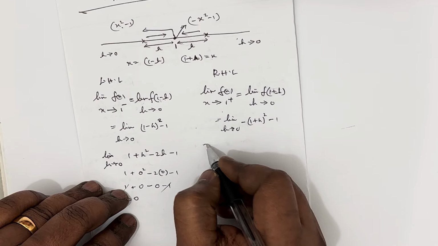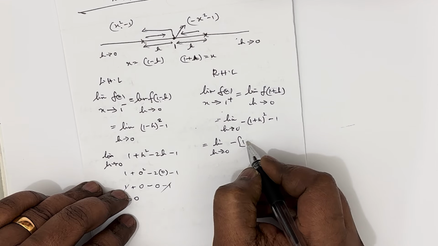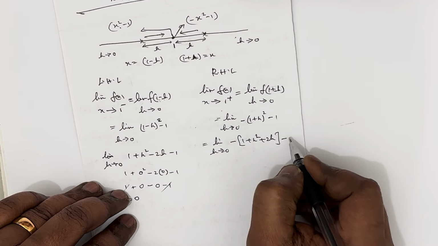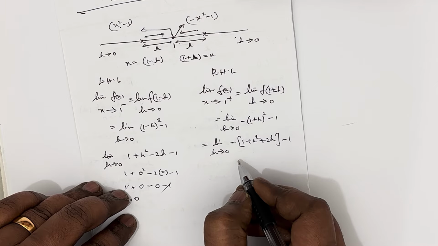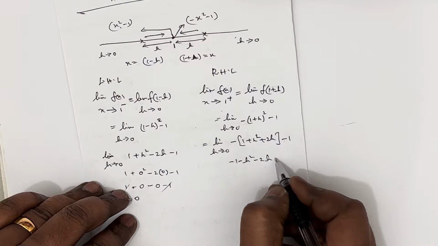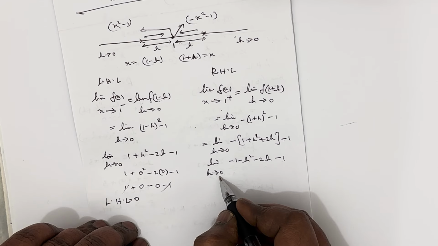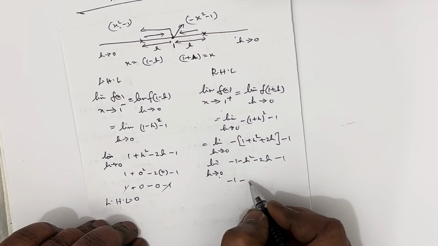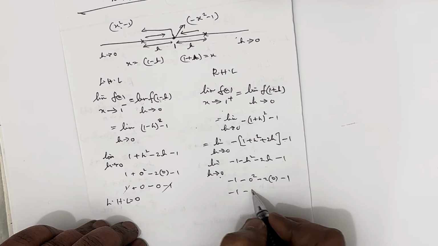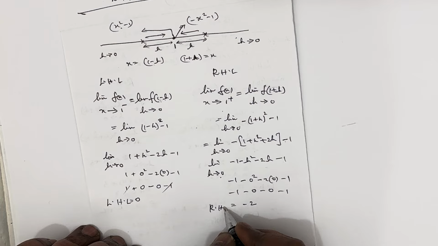Let's expand it: limit h tends to 0 of minus (1 squared plus h squared plus 2h) minus 1. Now let's take the minus inside: minus 1 minus h squared minus 2h minus 1. Now let's put the value of h in the function: minus 1 minus 0 squared minus 2 times 0 minus 1. So minus 1 minus 0 minus 0 minus 1, which is minus 2. Now RHL is equal to minus 2.